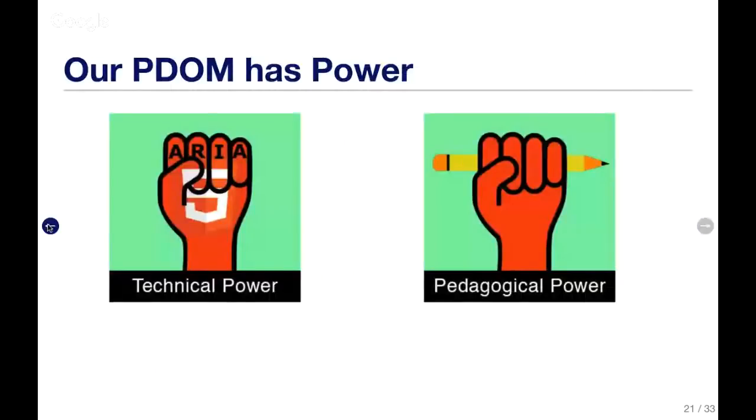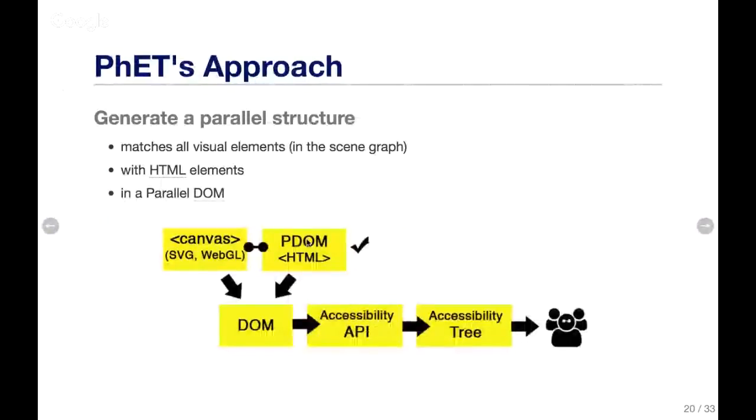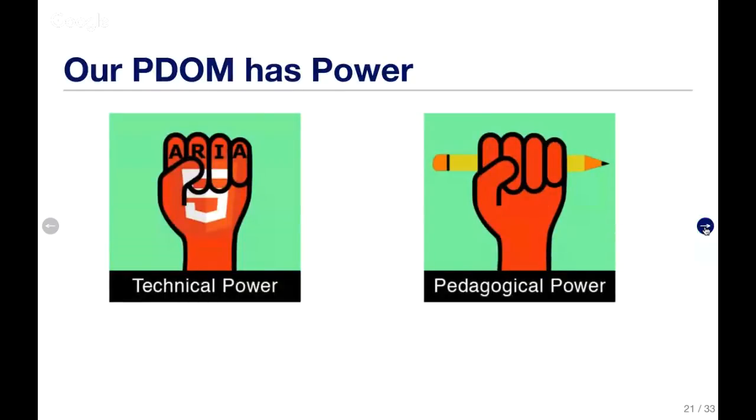So this is called the parallel document object model, because there are two things now: there's all the visual information, and then there's the generated structure of HTML, and they're both part of the DOM. So they both provide information to the DOM. So our DOM has quite a bit of power, we have discovered, and it's built on technologies that have technical power, but it has also provided a lot of pedagogical power in many ways. And so I'm going to talk about that now.